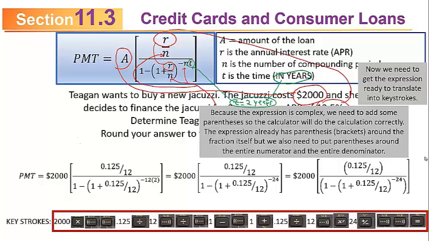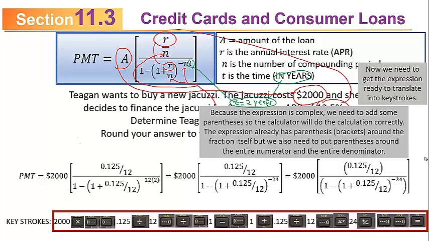So you want to type in the 2,000, and it's an implied multiplication, so you have to press times. Now the next thing you notice is that I have left paren entered twice, and that is because the bracket next to the 2,000 is really a parenthesis. And then when you get to the numerator, you've got another parenthesis. So you've got to enter left parenthesis twice. Then you type in 0.125 divided by 12. Then you close the top parenthesis after the 12.